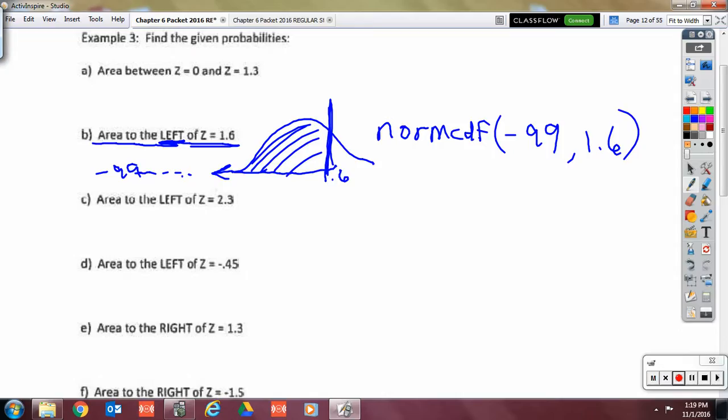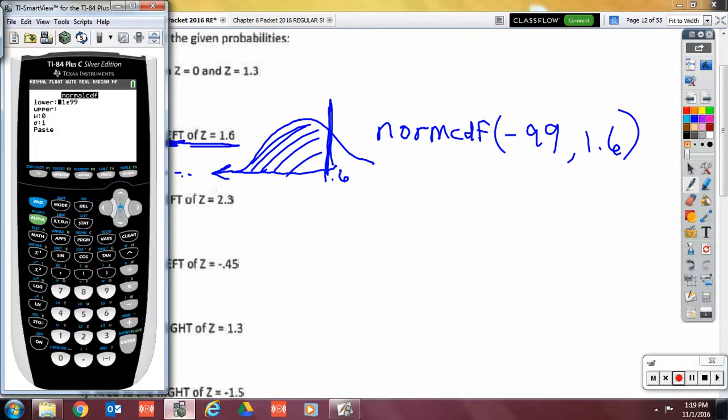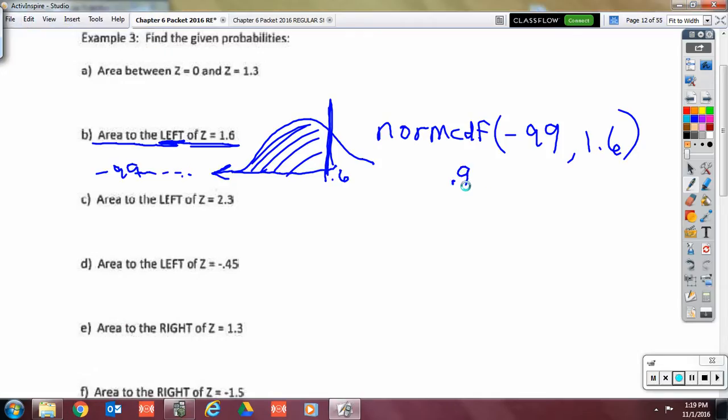1.6. So you type that into your calculator. Yes, the comma is above the 7. If you have the menu, you're putting it in. You're leaving the mean as 0 and standard deviation as 1. You're pasting it. And so this is 0.9452.